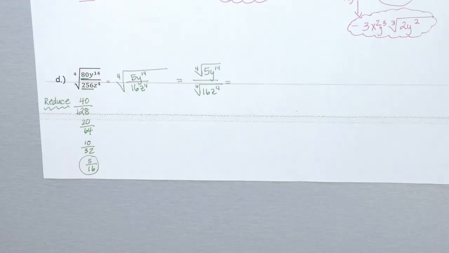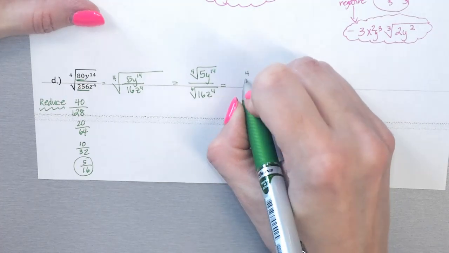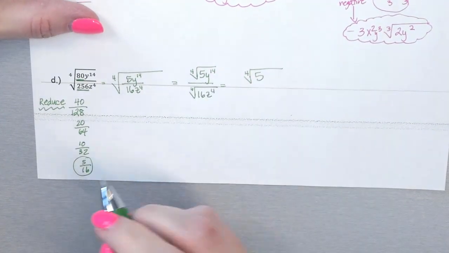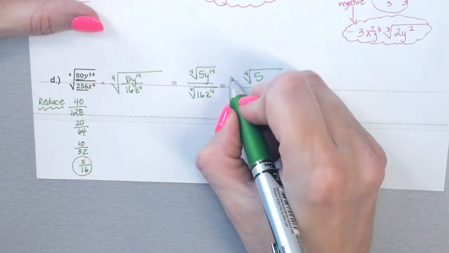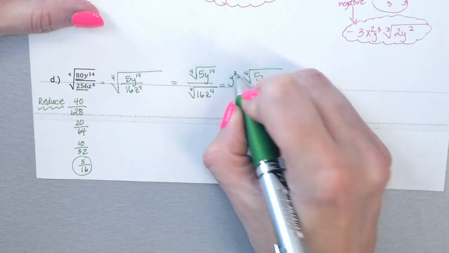All right, so when you are simplifying in the numerator, 5 is just going to stay there. So you have the 4th root of 5, and then 4 goes into 14 how many times? 3 times. How many left over?